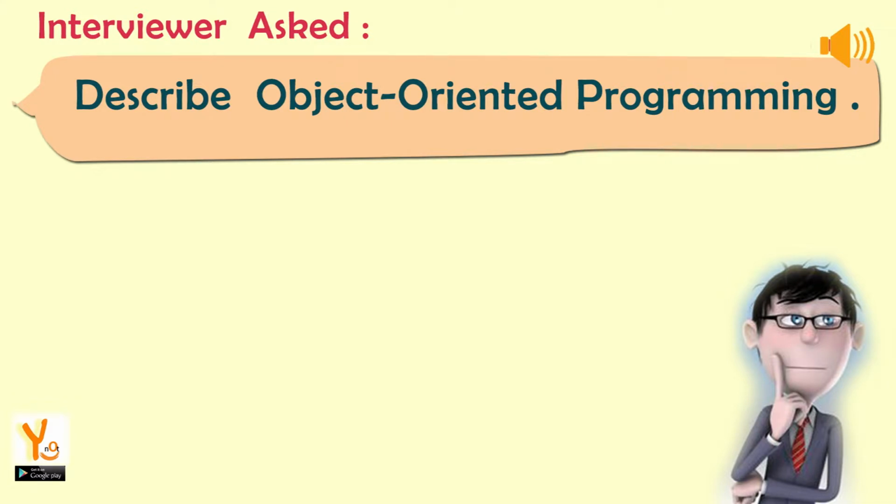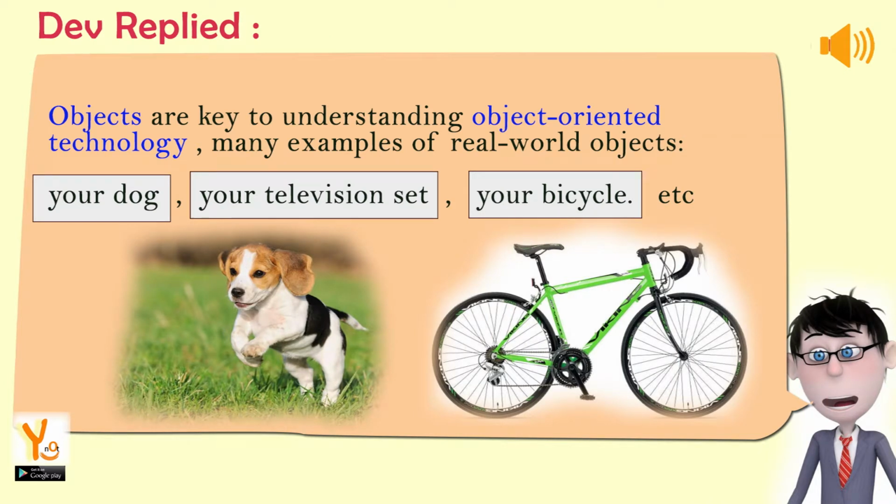Describe object-oriented programming. Objects are key to understanding object-oriented technology. Many examples of real-world objects are your dog, your television set, your bicycle.